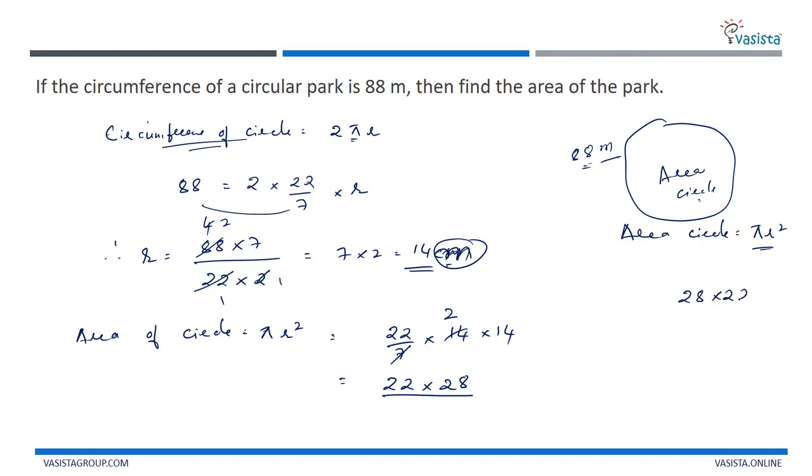28 into 22. 8 twos are 16, 1 carry. 2 twos are 4 plus 1, 5. 56. So similarly 56. 6 plus 5, 11. 1 carry. 616. So 616 meter square. This is a very important thing. The area of the circular park is 616 meter square.